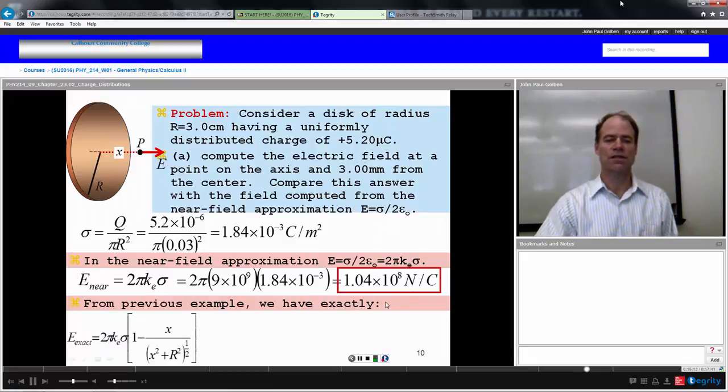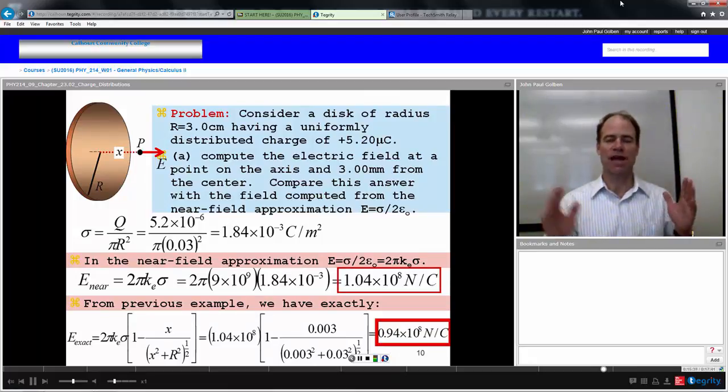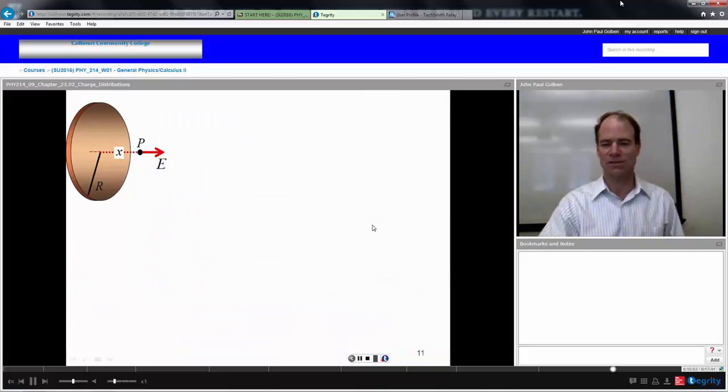If we actually put this into our exact result, that'll be 2 pi k sigma times 1 minus x over x squared plus r squared to the 1/2 power, 1 minus 0.003 meters, or 3 millimeters, over 3 millimeters squared plus 3 centimeters squared to the 1/2 power. And that comes out to be exactly 0.94 times 10 to the 8 newtons per coulomb. So not a whole lot of difference. I mean, if we calculate exactly for 3 millimeters from a 3 centimeter radius disk, we find that it's very close to the near field approximation as it is for a constant field. Cool. I like that result.